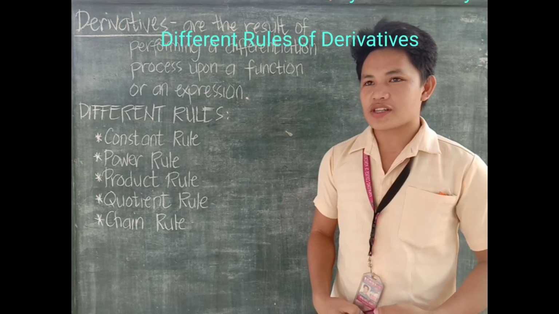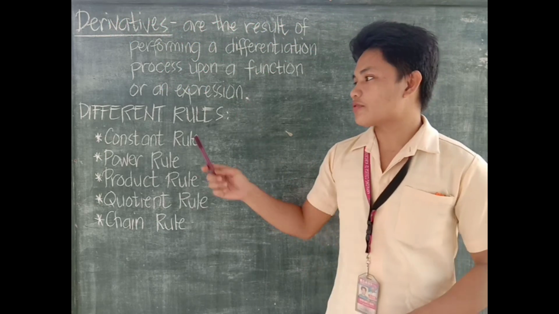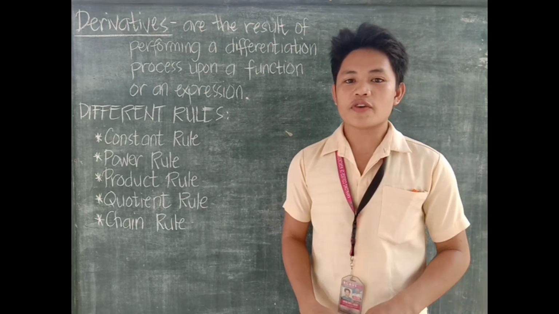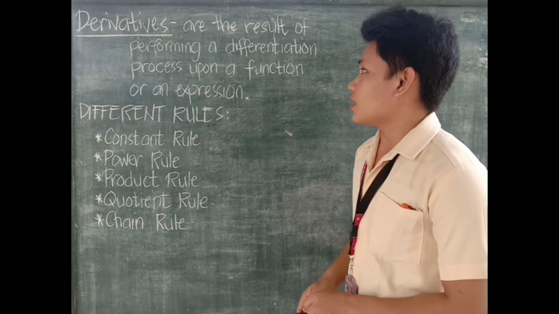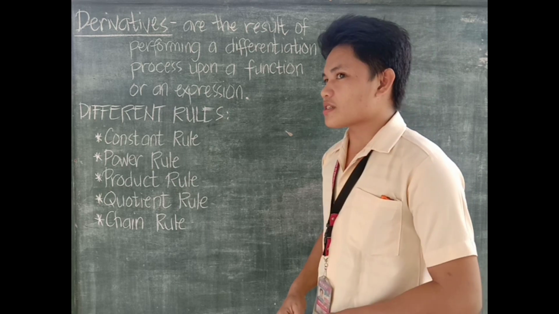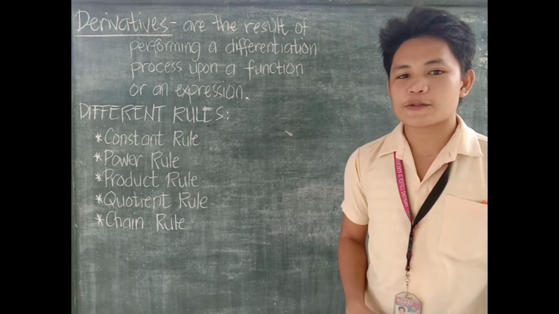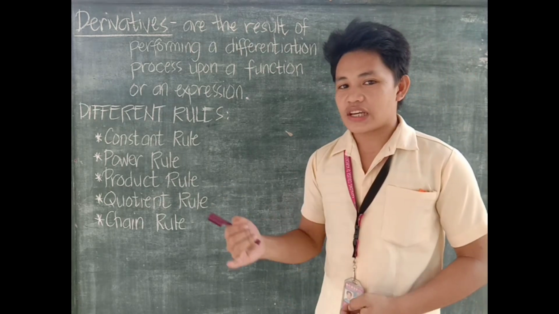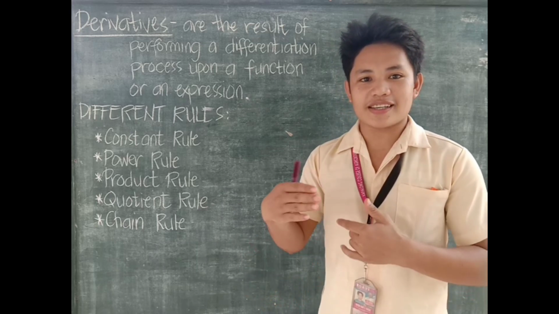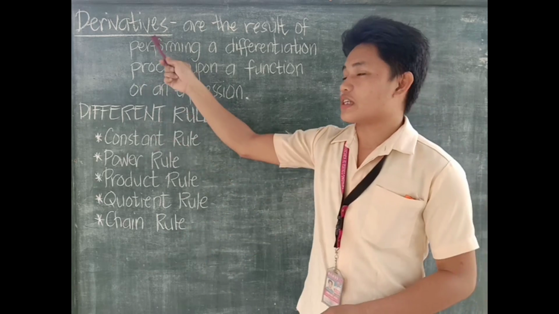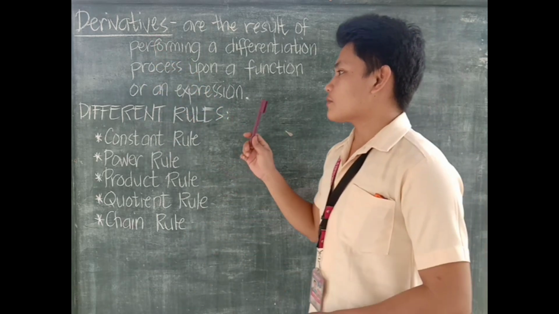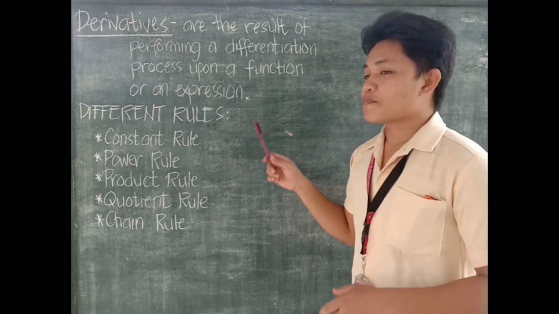For this video, we'll talk about derivatives and the different rules of derivatives. So first, what is derivatives? Derivatives are the result of performing a differentiation process upon a function or an expression. Meaning, it is a function or an expression which is processed or derived in order to get a result called derivatives. So now, let's proceed to the different rules of derivatives.